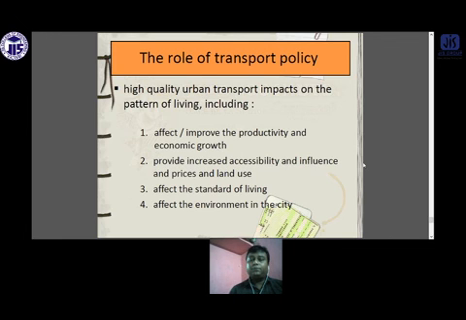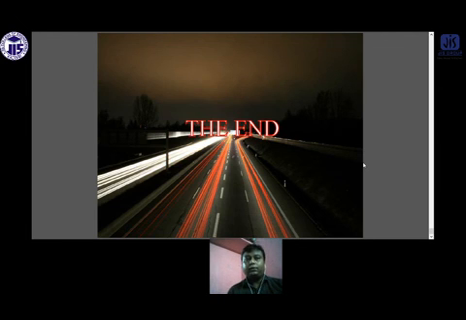The role of transport policy is basically to enable active and productive economic growth, provide increased accessibility, influence prices and land use, and affect the standard of living and the environment in the city. So this is all about transportation planning and the demand model. This is just a brief introduction, because discussing trip generation and trip distribution in detail would itself take a single lecture. I will share the details about trip generation, trip distribution, modal split, and trip assignment.